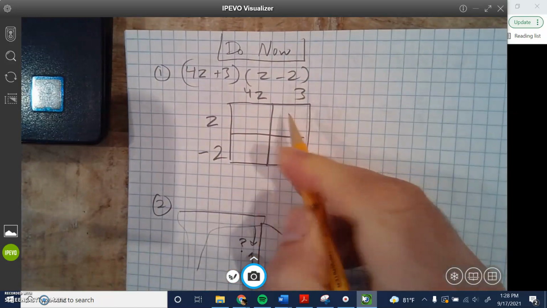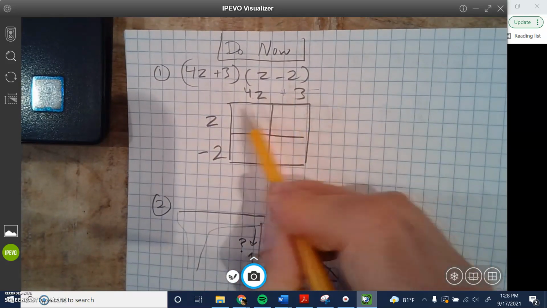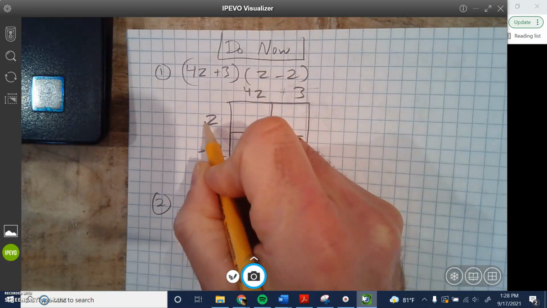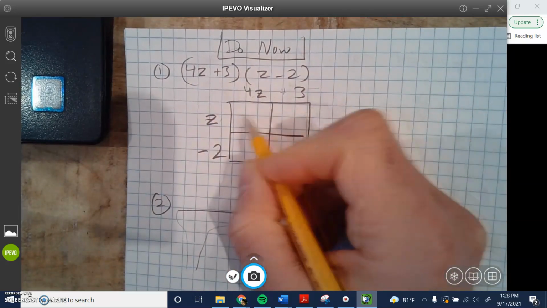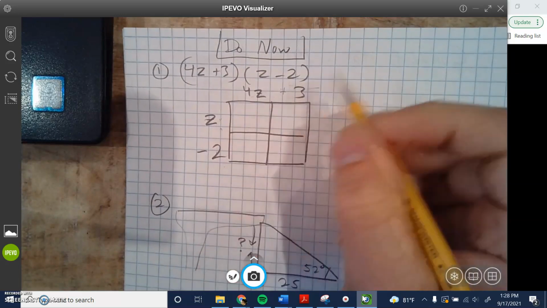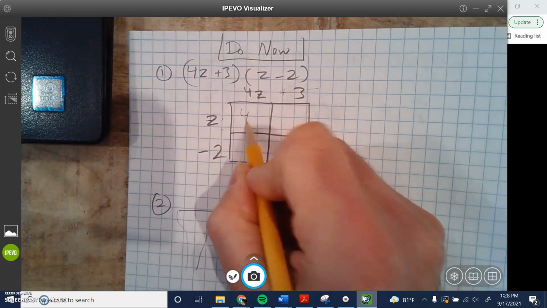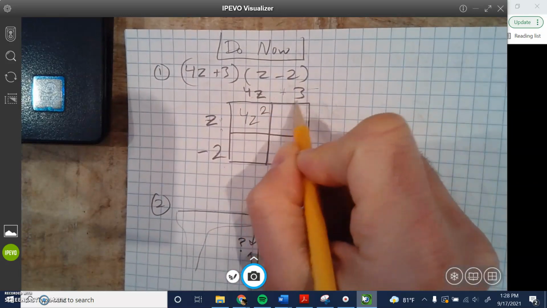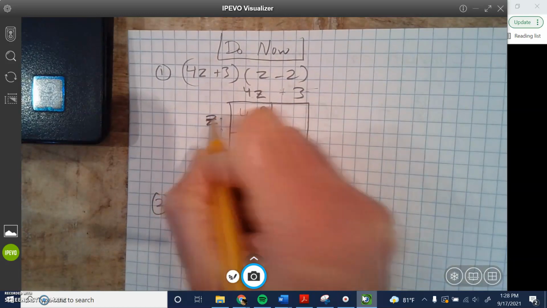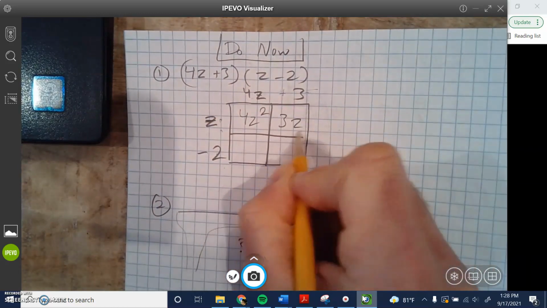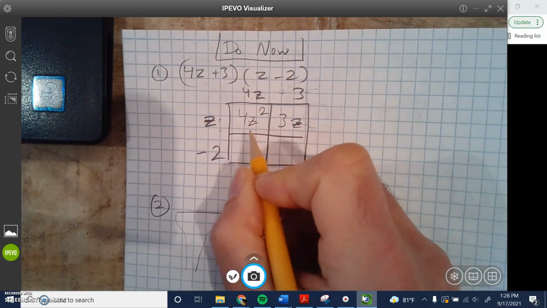Practice this. Okay, 4z plus 3. Put a plus 3 right here, and z minus 2. You might want to put a little line through that so you don't confuse the z with a 2, which I do all the time. My 2 and the z look pretty similar. Okay, 4z times z is 4z squared. 3 times z, remember that z because I got a line through it, is 3z.